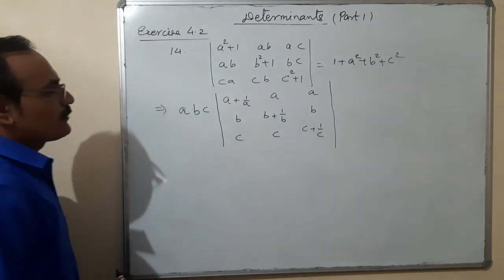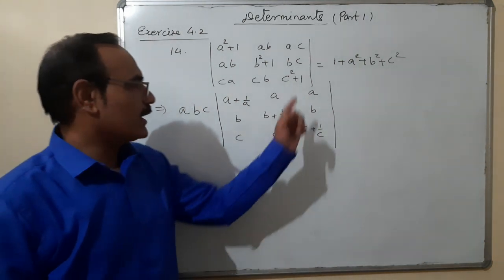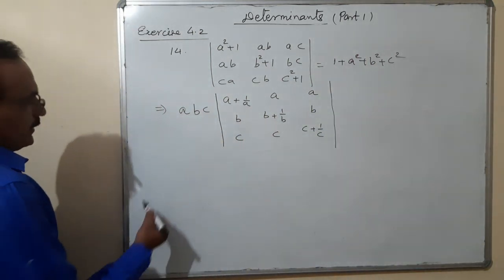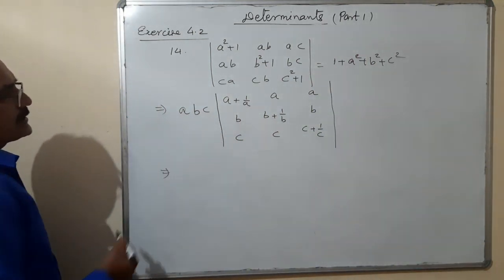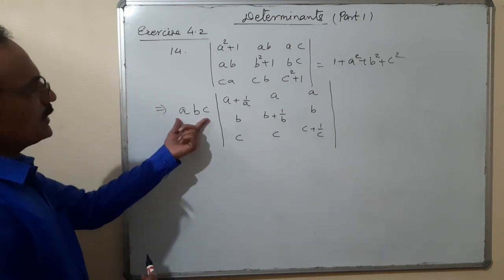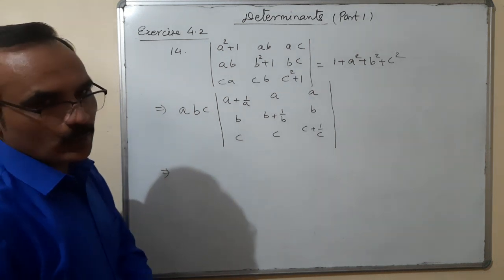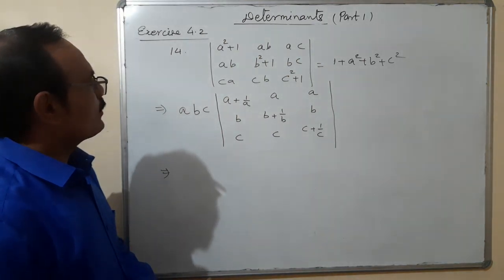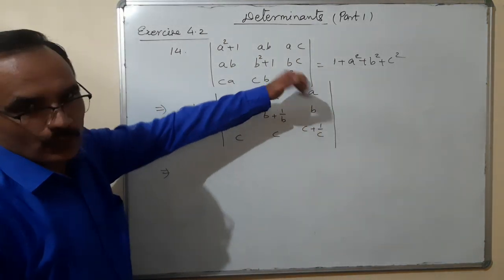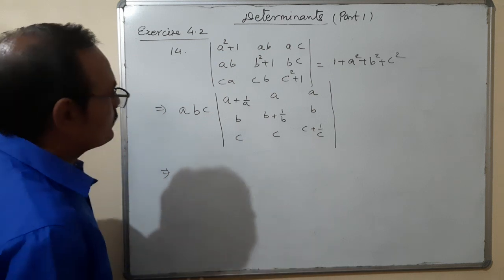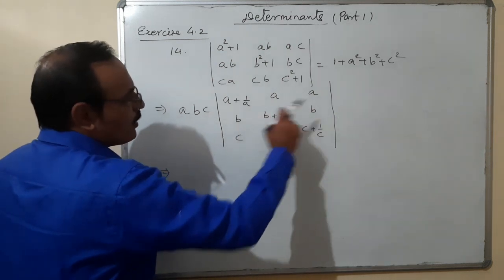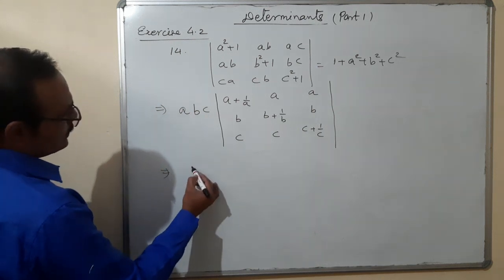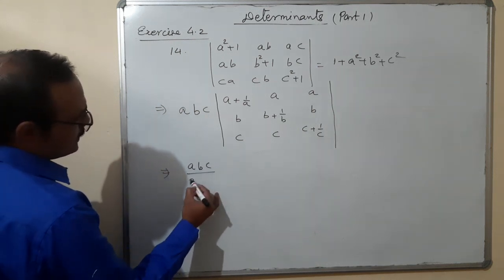After that, because on the right hand side we want 1 plus A square plus B square plus C square, and outside there is ABC, how to remove this ABC? For that we have only one option. We'll take 1 upon A, 1 upon B and 1 upon C common: 1 upon A from the first row, 1 upon B from the second row and 1 upon C from the third row. So ABC is already here.